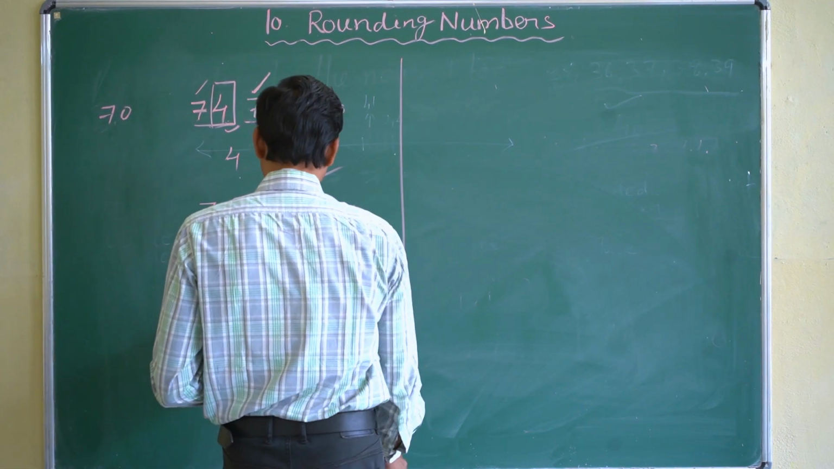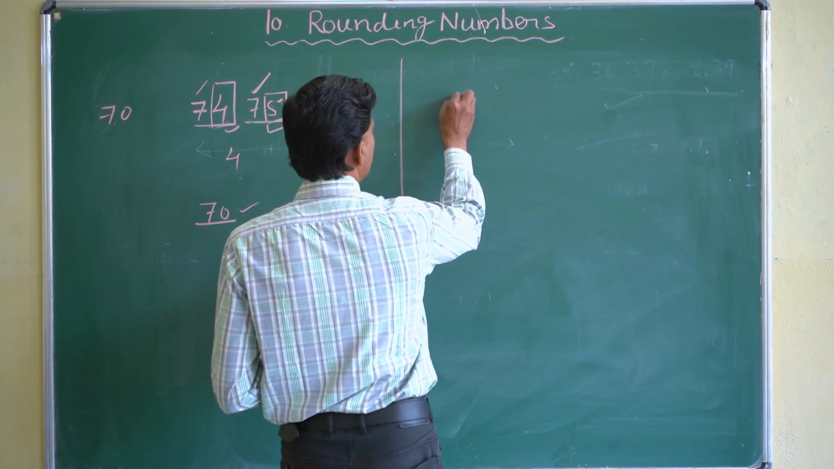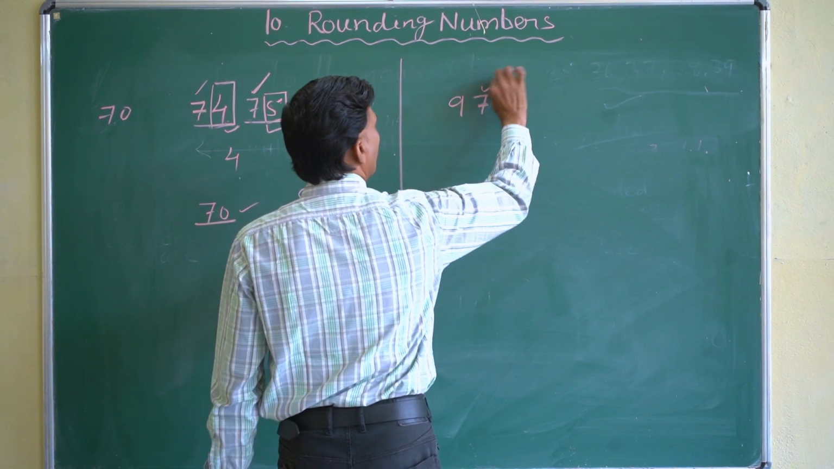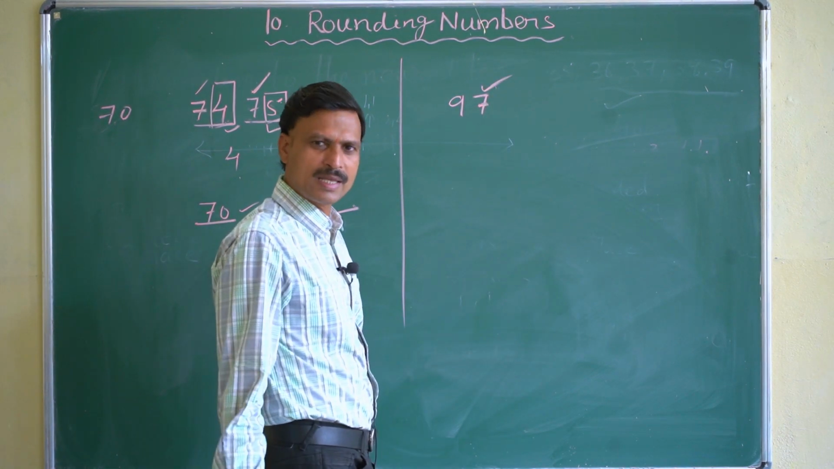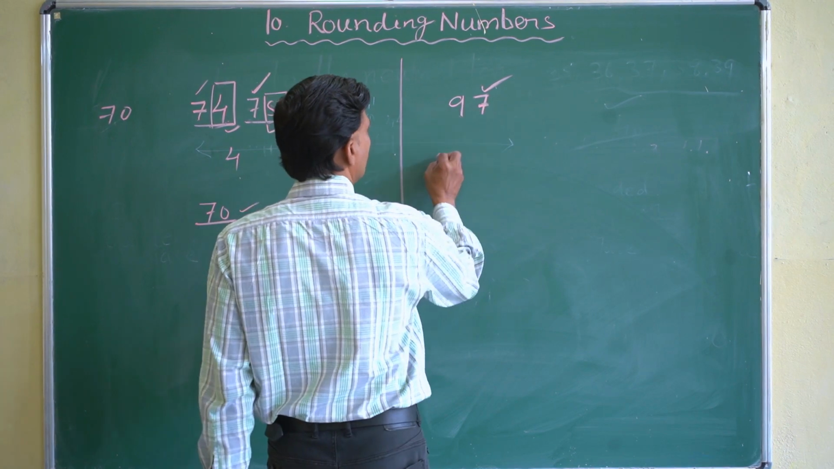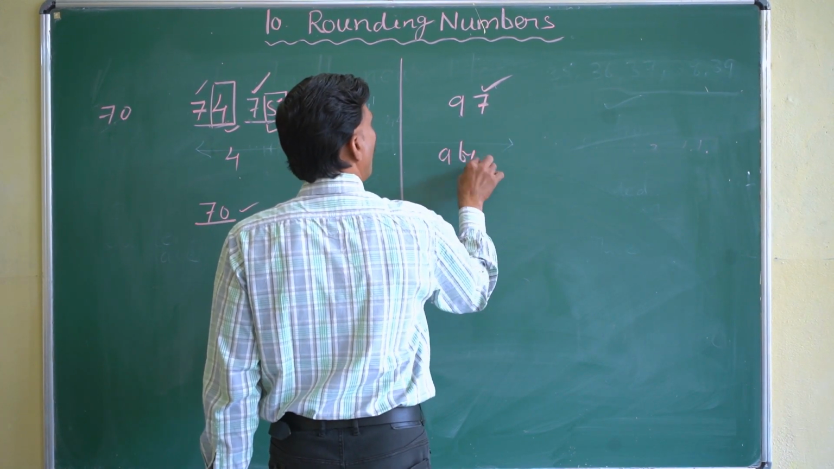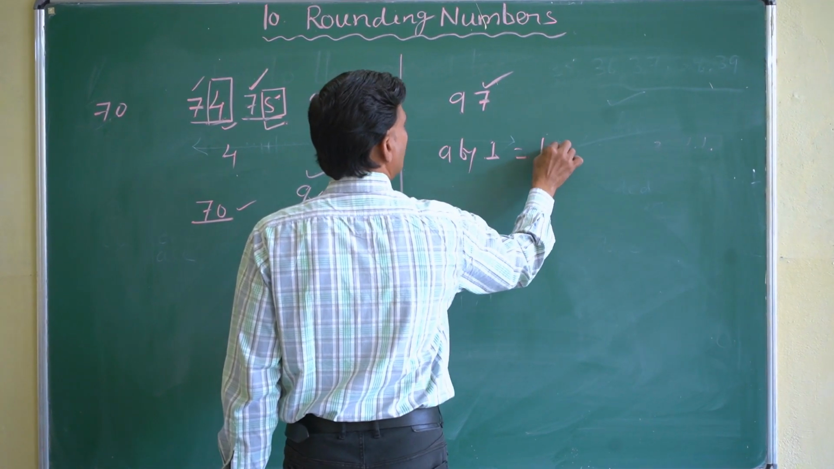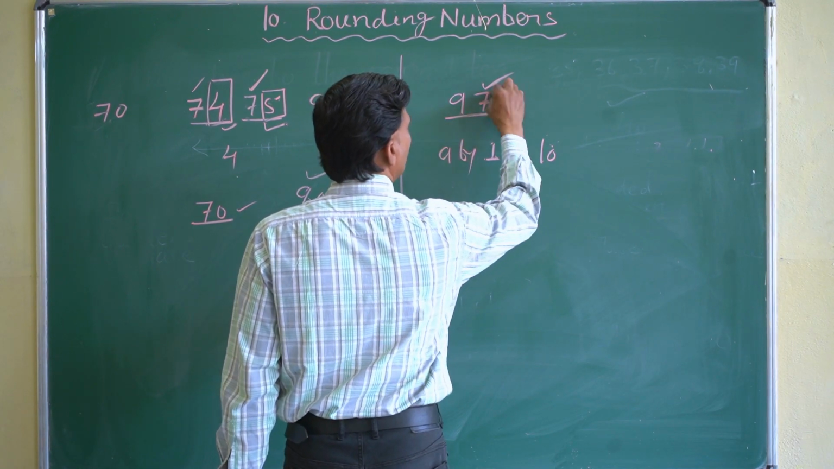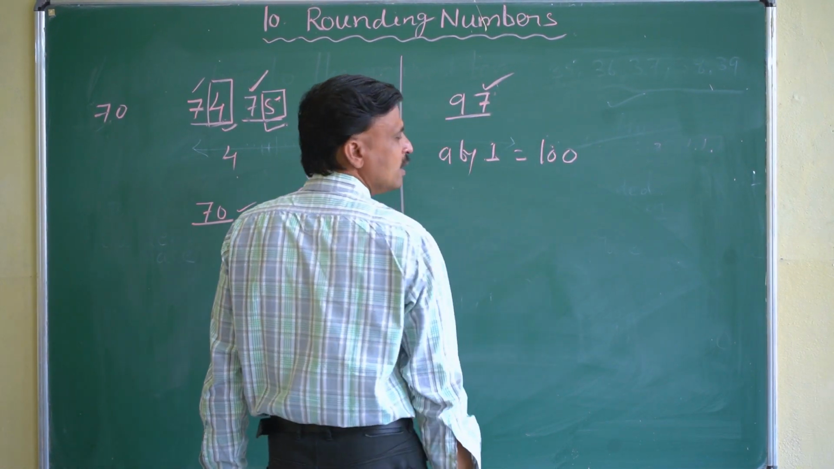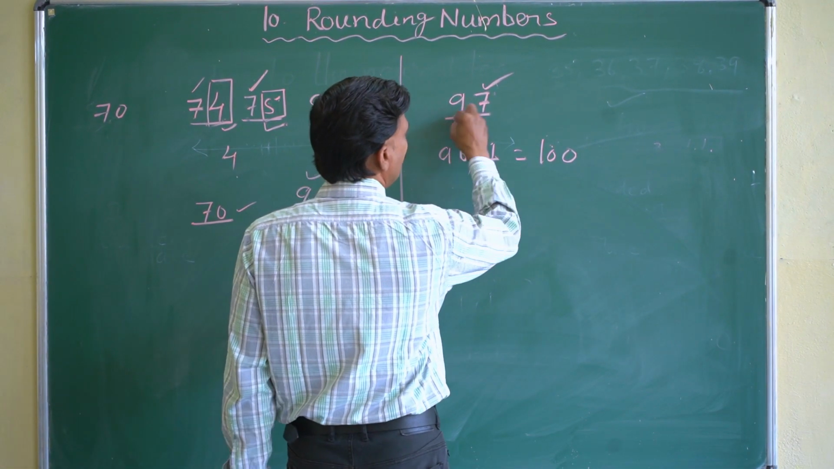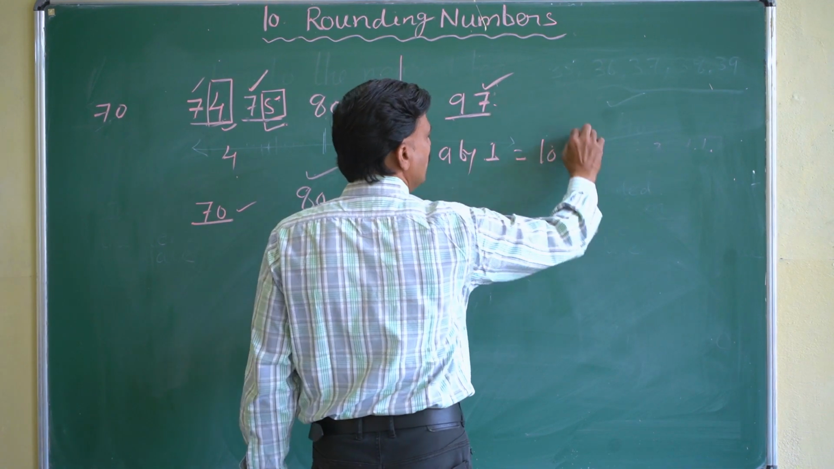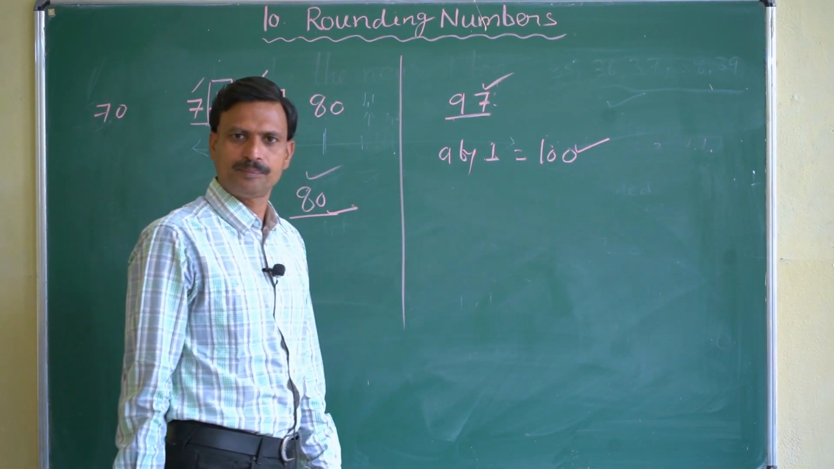For more examples, you can take 97. So 97, again here what? The unit place digit is 7. So the 10th place digit will increase by 1, so it becomes 10, and the unit place digit becomes 0. So 97, when we round off to the nearest 10, will give 100.